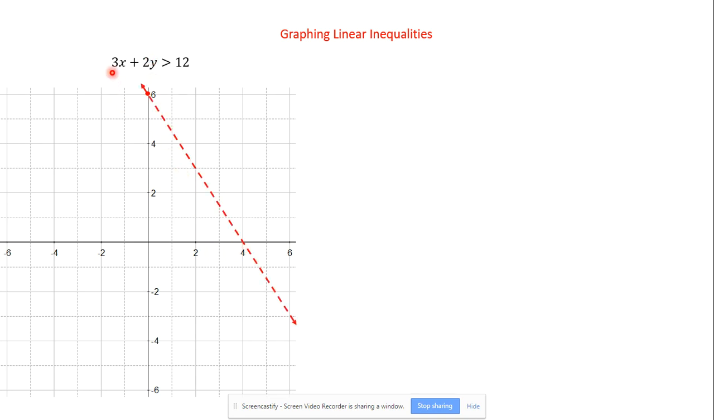Oh, the line is dotted going across. There's my dot. It's in the wrong order. Anyway, the line is dotted because it's not "or equal to." This is where that dotted line maker can come in handy if you accidentally made a solid line first. And we need to plug in a point. Let's plug in 0, 0. Is 0 plus 0 bigger than 12? No, it is not. Plug in a point on the other side, something not close to the line, like 10, 10. Is 30 plus 20 bigger than 12? Yes, so we shade the side that would include 10, 10.